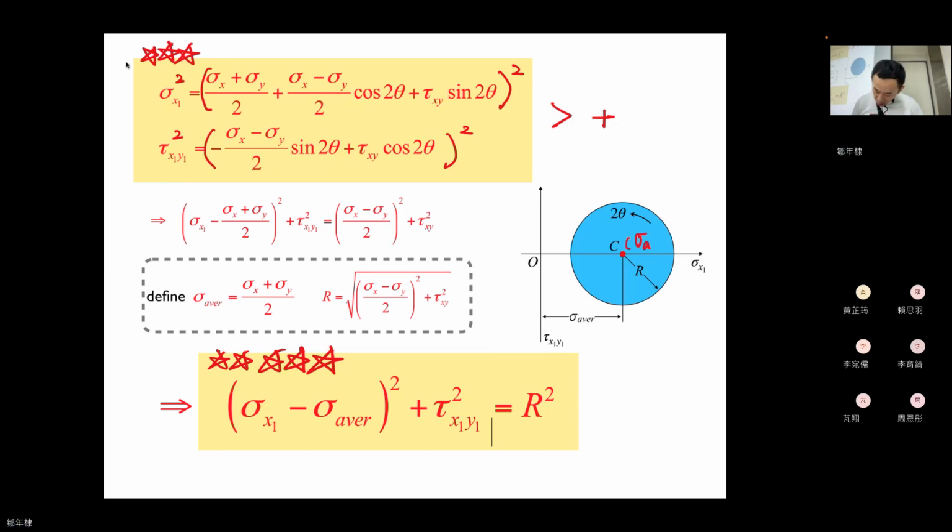at the origin, sigma average, 0, y, and with the radius r. It's just this one, right? So all the relationships you learned yesterday can be represented by a circle. So on the next page, I will lead you step by step to determine how to plot the Mohr circle.